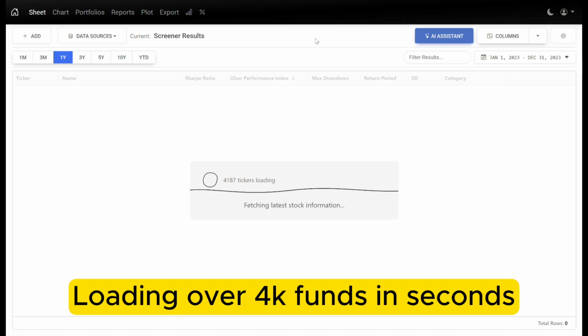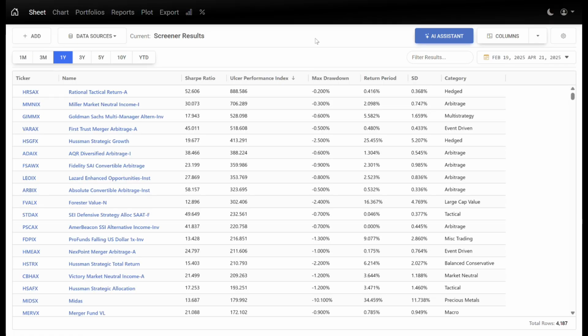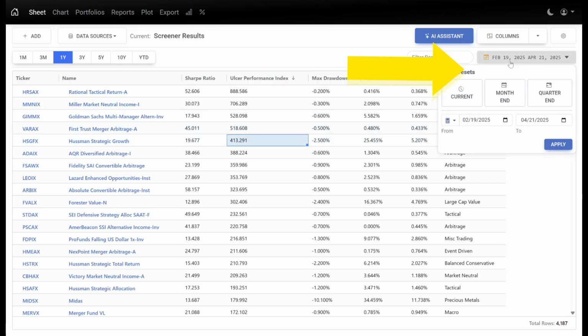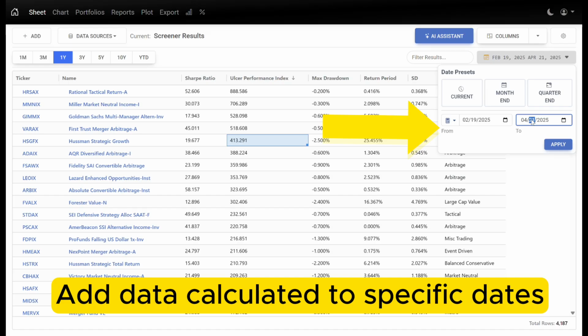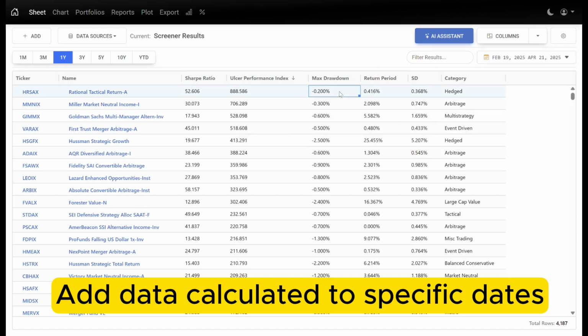I've preloaded this with a group of equity and alternative funds, no bonds. We're looking to see which securities performed well during this specific time frame. Notice the dates up here. February 19th to April 21st, 2025. Every metric you see, returns, max drawdown, standard deviation, Sharpe ratio, all calculated for this exact period.